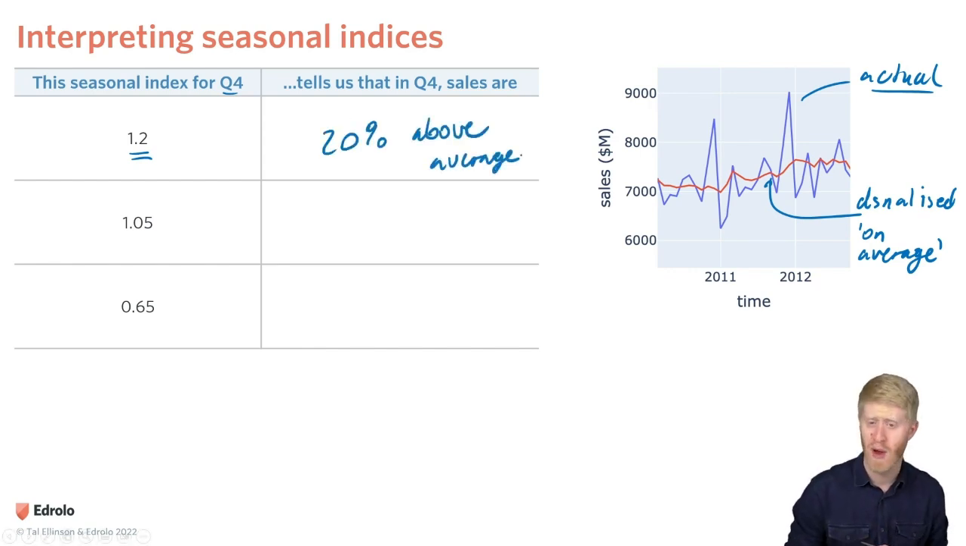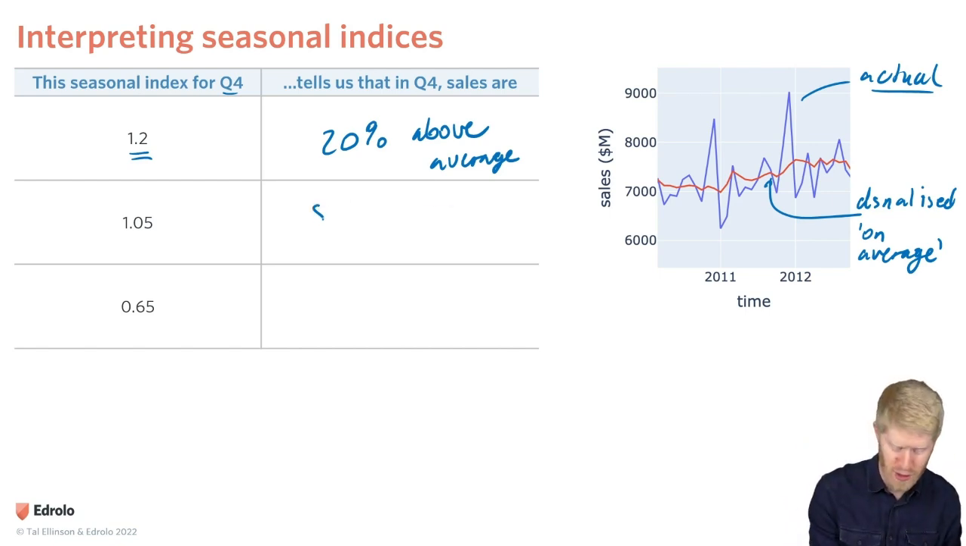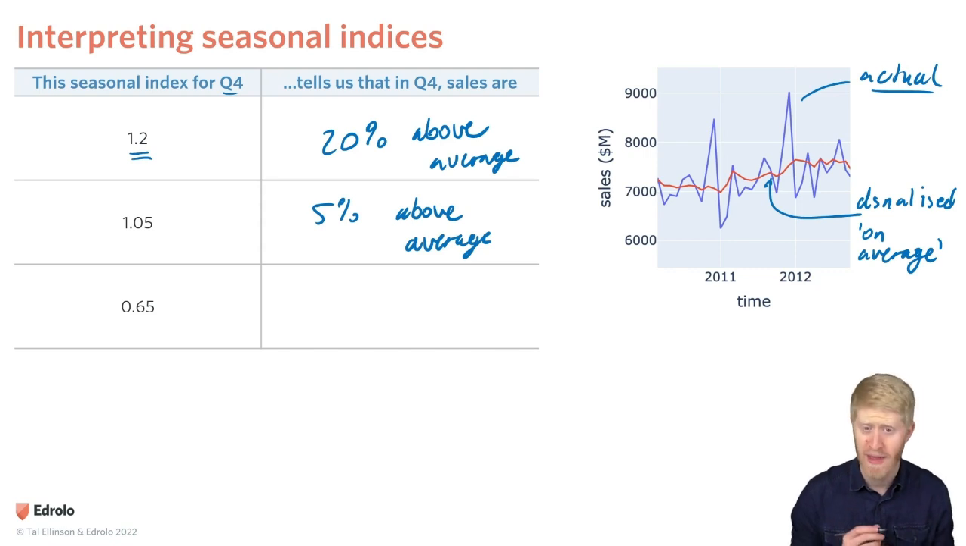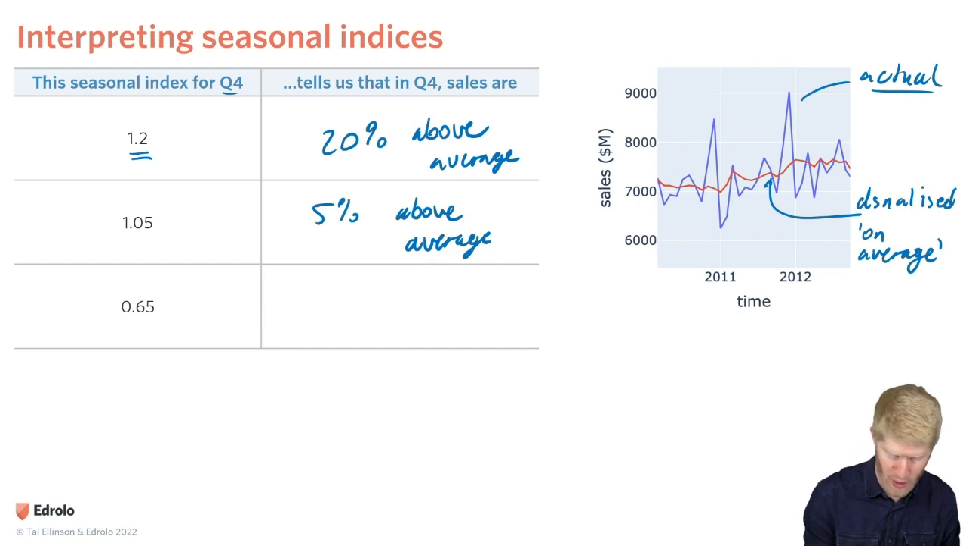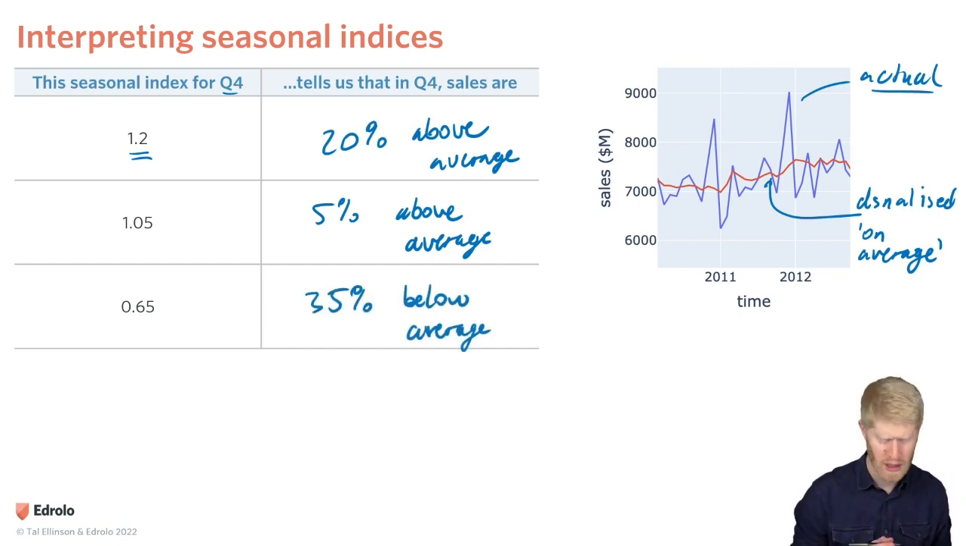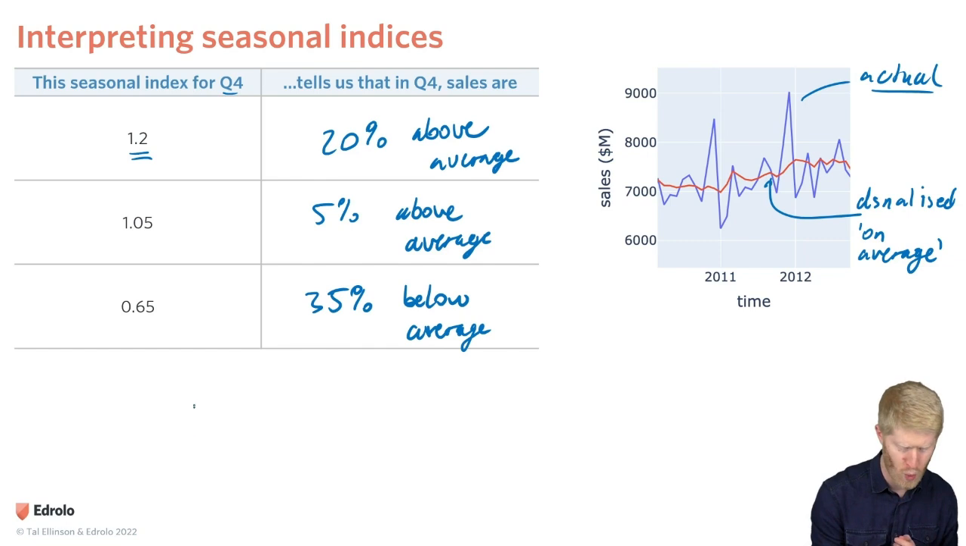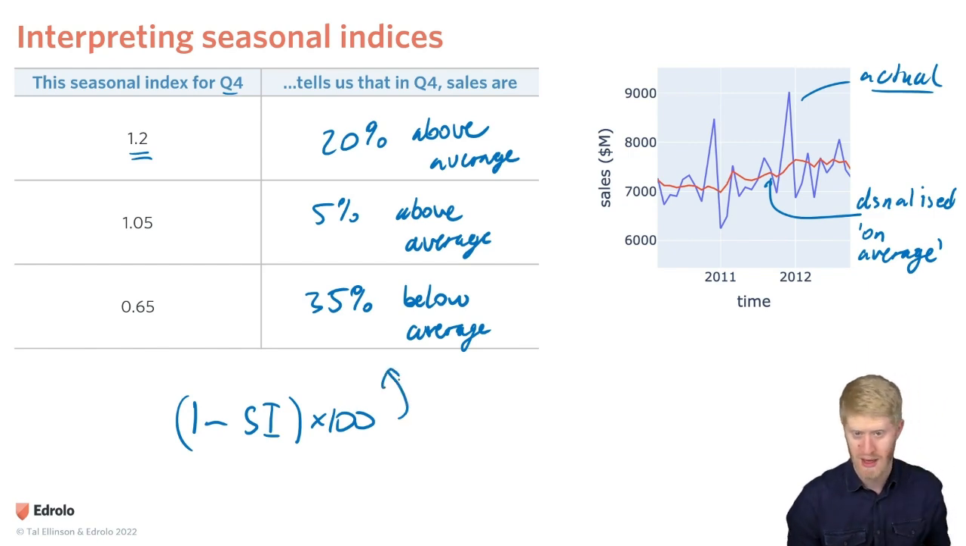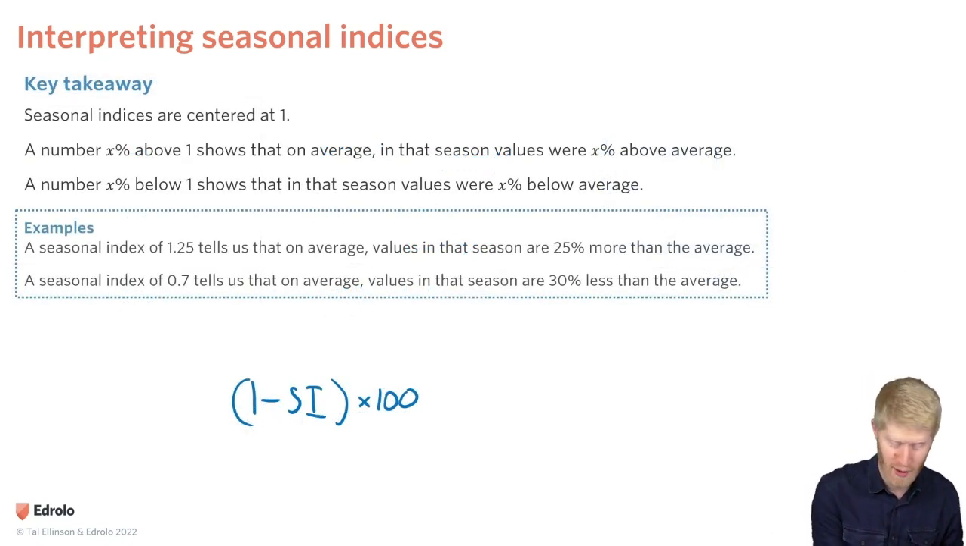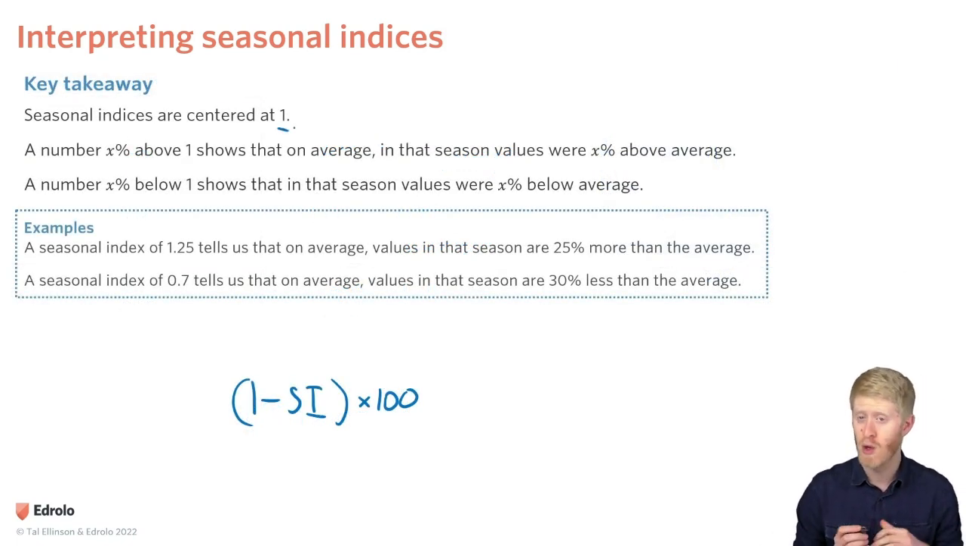If you had a seasonal index of 1.05, that's a number bigger than 1, so that tells us we are 5% above average. And if we are 0.65, that's a number below 1, so we're actually going to be 35% below average. Now, I think you can see pretty clearly what's going on. If you want a nice formula to get this, you would do 1 minus that seasonal index, and you would times that by 100. And if you do that for each of these seasonal indices, you'll get those numbers, 25 and 35, that we've just spoken about. And that's the idea summarized over here. If you had a seasonal index of 1, you would neither be above or below average.